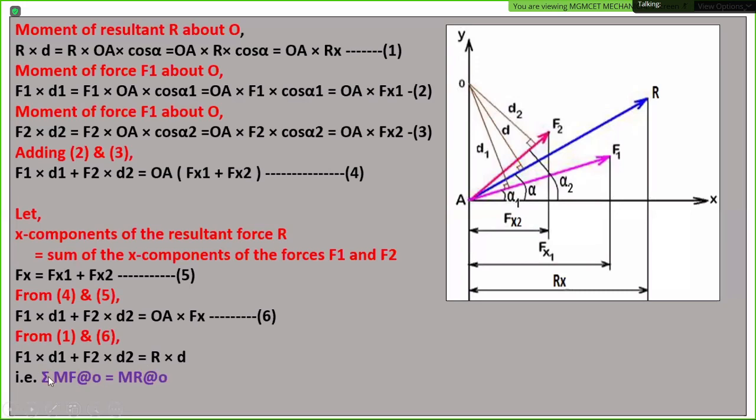This statement says: algebraic sum of moment of all the forces about a point. इसको read कैसे करेंगे? Algebraic sum of, M stands for moment, F stands for all the forces, A stands for about, and point O. It may be any point, because we have assumed the position of the point O. So algebraic sum of moment of all the forces about a point must be equal to moment of the resultant about the same point. O देखो दोनों जगह में O है. So read it loudly and say: Varignon's theorem says algebraic sum of moment of all the forces about a point O must be equal to moment of resultant about the same point O.